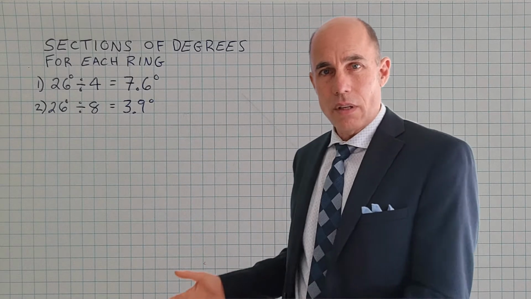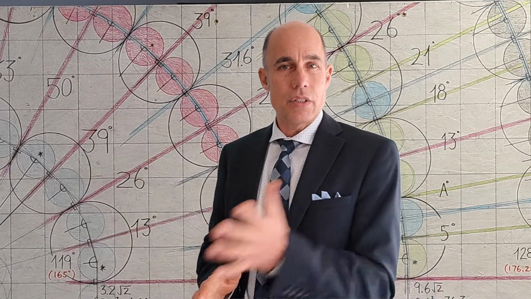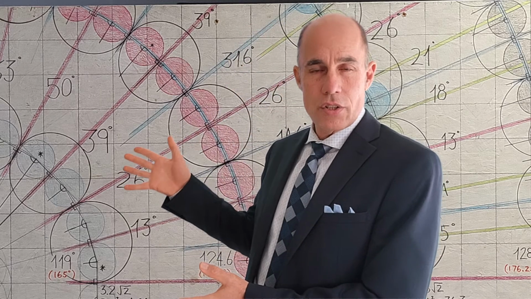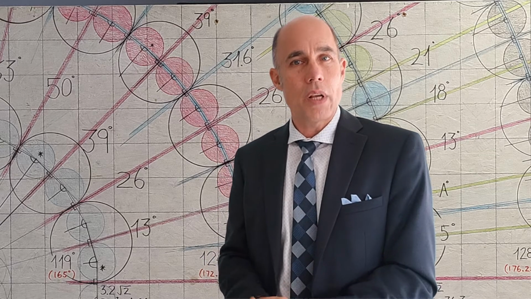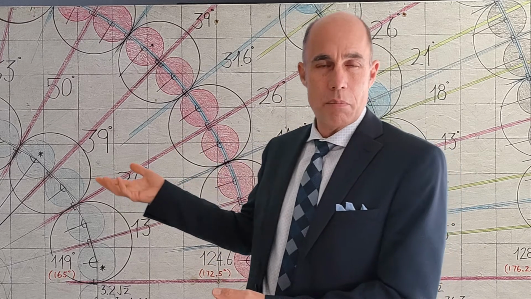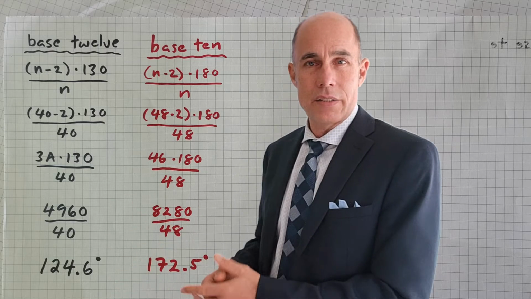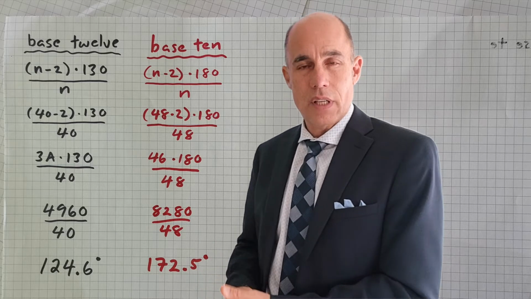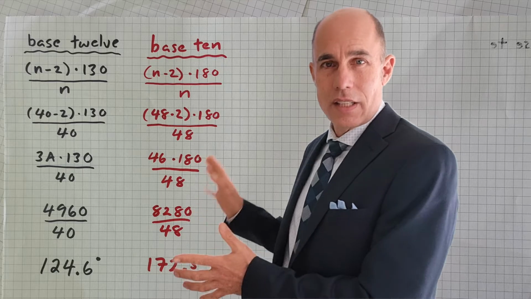And then the last bit of information I want to go over is the actual angle inside the smaller circles. So again, the first ring, it was 119 degrees in base 12. So for the second ring, we do the same calculation, the n minus 2 times 130 for base 12 divided by n. N is the number of sides in the polygon. And so we get this second value here for the degrees, the angle inside the small circle.